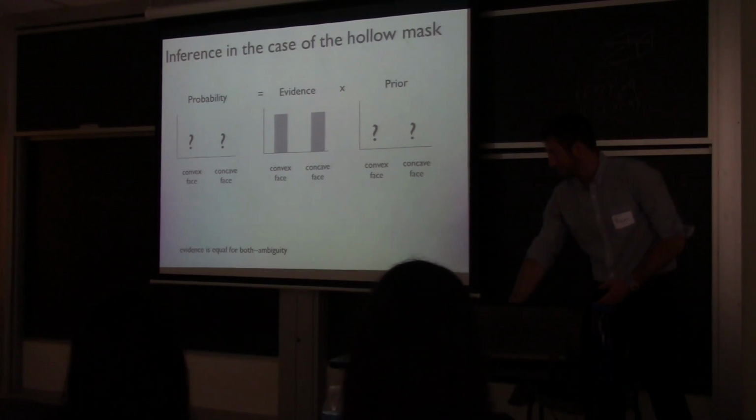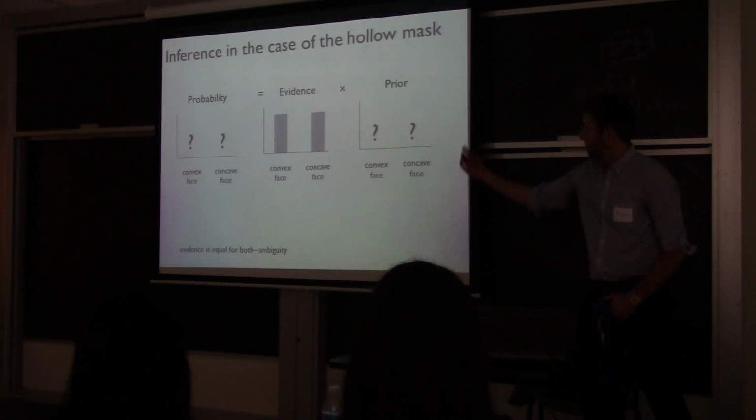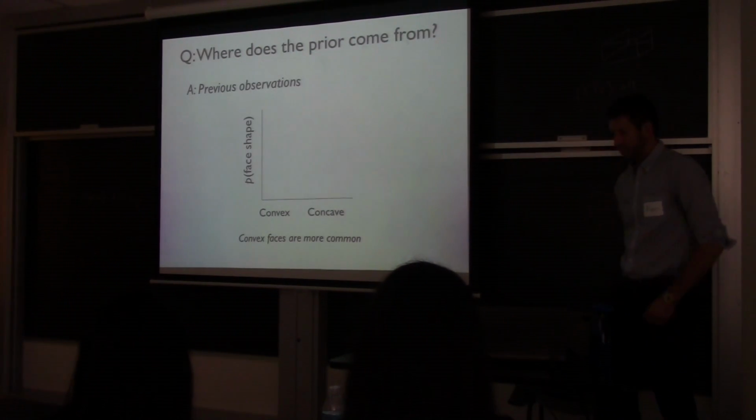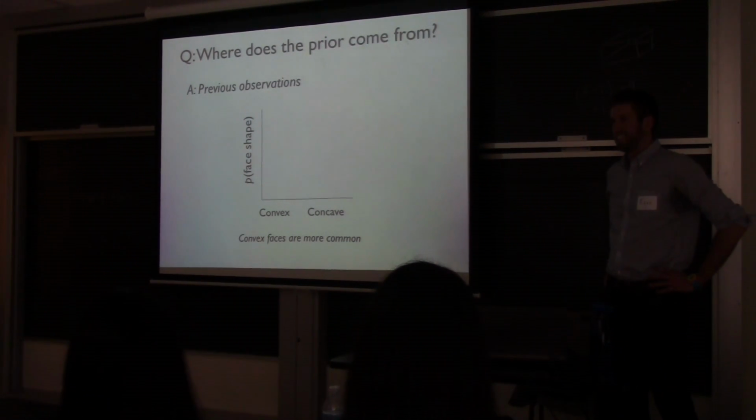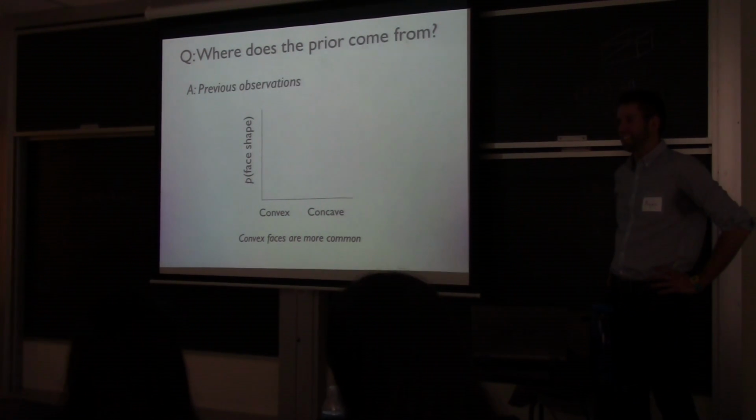So we have this equal evidence, but we need to figure out what this prior is. So what do you guys think? Where does the prior come from? Well, how you see people's faces, obviously people's faces don't go this way. Yeah, they go this way.